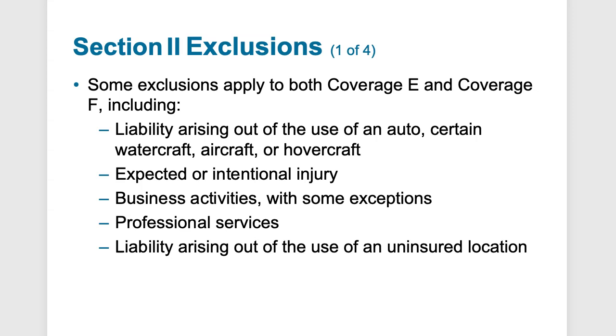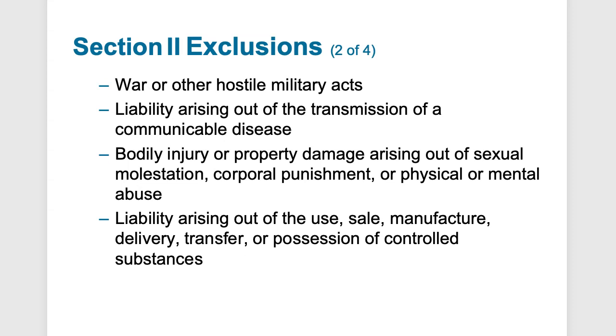Also, if you're in an uninsured location, your home insurance is not going to cover you for activities in an uninsured location, not near your house or on your property. Other exclusions: if there's a war, Part E and F would not be covering you. If there's a transmission of an infectious disease, you're not going to be covered for legal expenses. So even if someone comes over your house who is sick and gets you sick, your home insurance will not cover that. And again, it's going to look to your main health insurance to cover that.